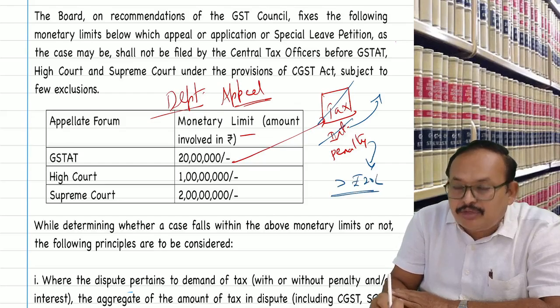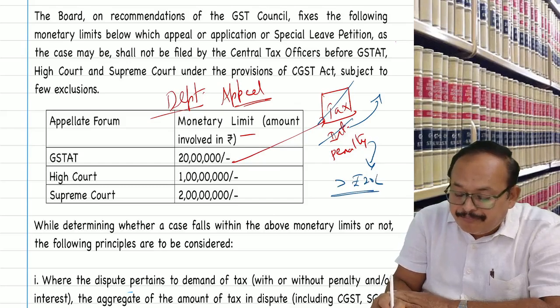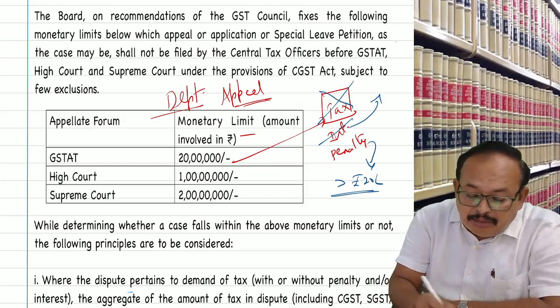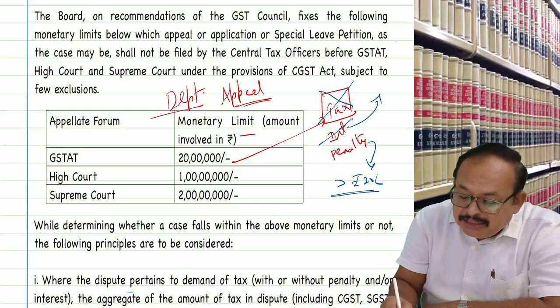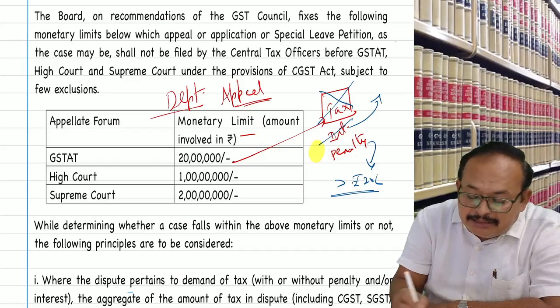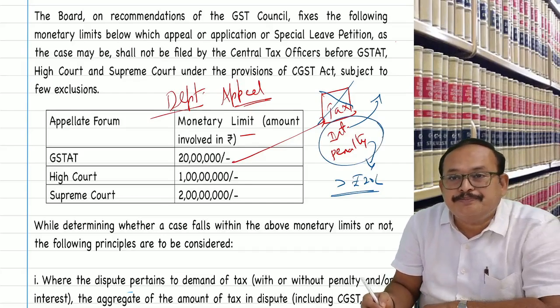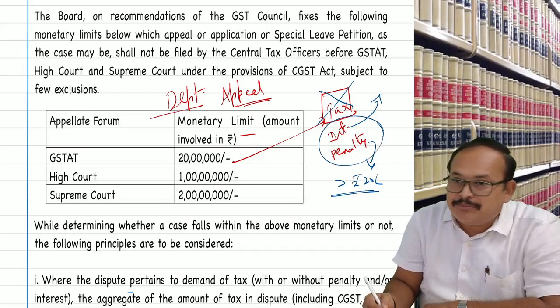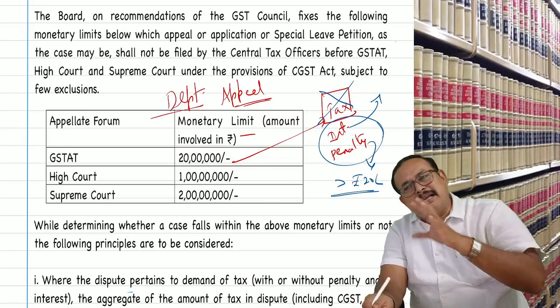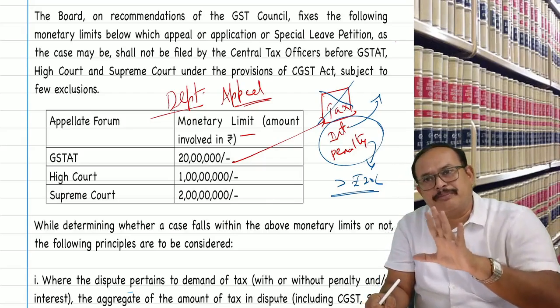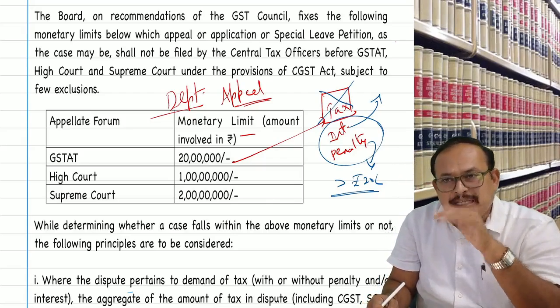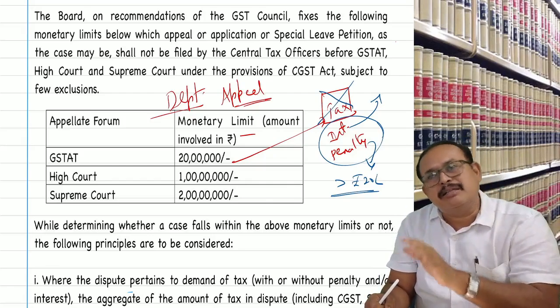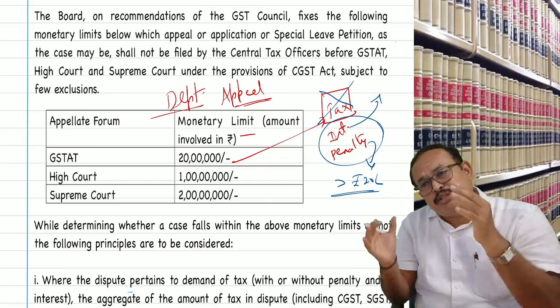More than 20 lakhs? No, sir. Tax is not there, but interest and penalties are there, sir. Then the interest and penalty have to be seen together. You get my point, sir? If there is tax along with interest and penalties, only the tax portion. If there is interest, only the interest portion. If only penalty is there, the penalty portion. If interest and penalty are there, together you have to see.